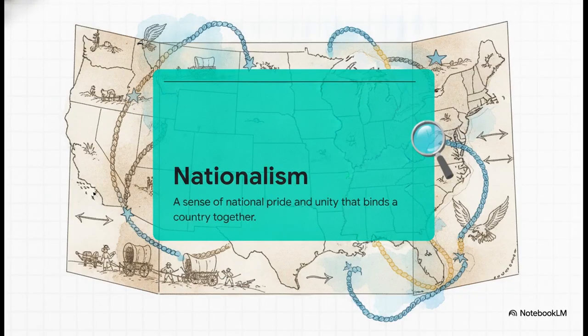To really wrap our heads around this, we need to look at two massive, kind of invisible forces. The first one is nationalism. Simply put, this is a sense of national pride and unity. It's the unifying force that binds a country together. So things like manifest destiny and those shared periods of economic boom, they acted like glue, trying to unite all the states under one shared, overarching American identity.